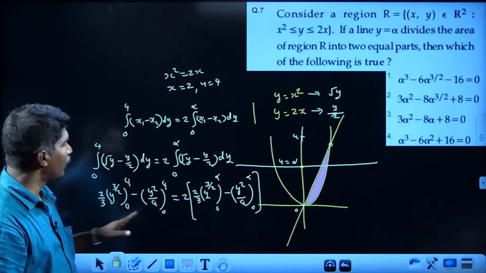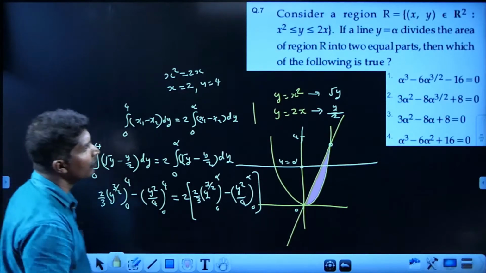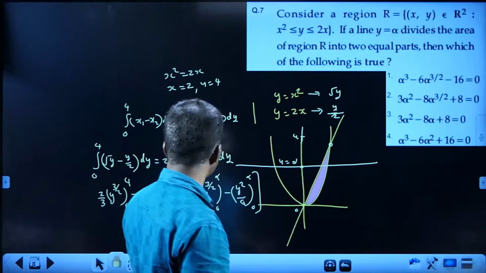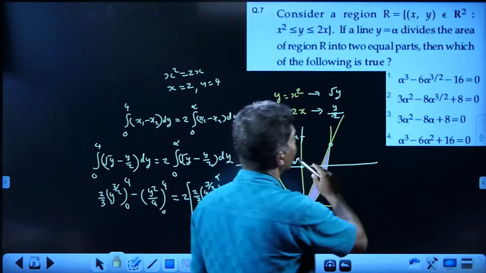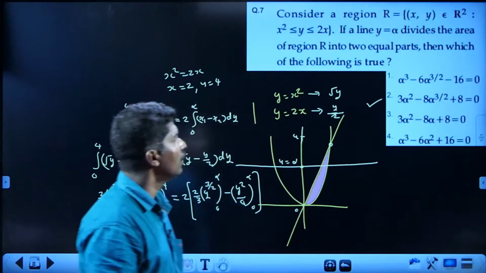Now we will apply the upper limit minus lower limit, and the remaining simplification is again very simple. You will be getting it simply, but not within 1 or 2 steps. After some simplification you will get the answer. Option 2 will be the answer.